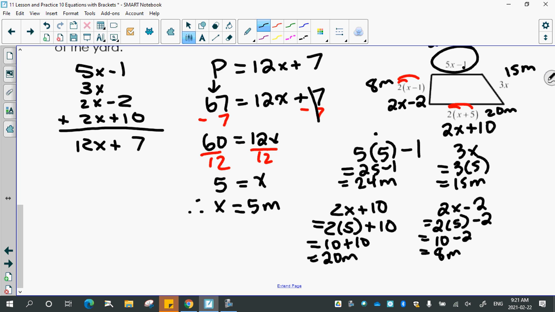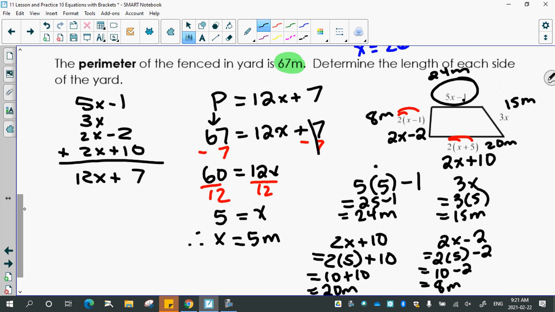And if I add my 4 sides together, what should I end up getting? 67. So it doesn't look proportional, but let's see if we get 67. So 24 plus 15 plus 20 plus 8, 67. Okay? So you can check your answer. So this one was easier to find x, but then we had to use x to find the lengths of all 4 sides. Okay, so that took some time to do.